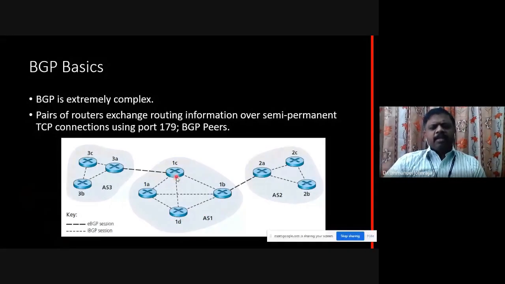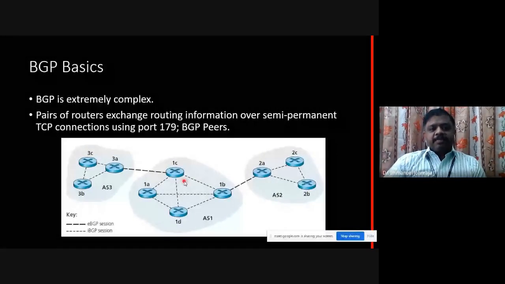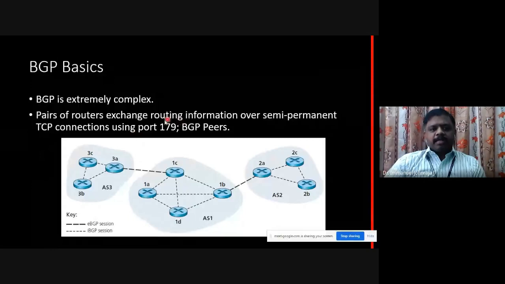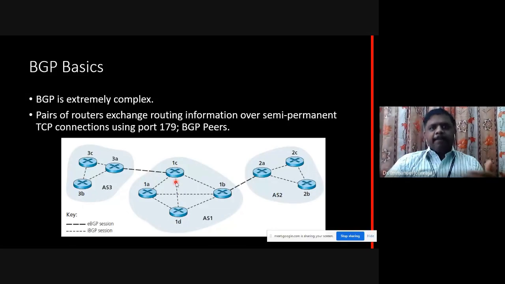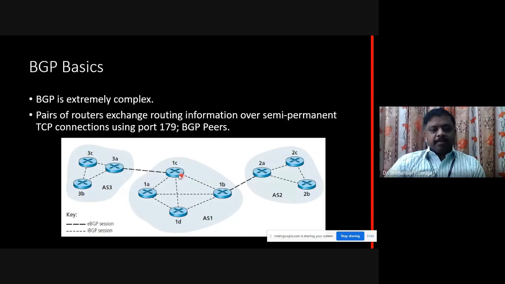But on the other hand, you have BGP using TCP, Transmission Control Protocol, on port number 179. Once these BGP neighbors are able to establish a BGP connection, a TCP connection, they are called BGP peers. So once they have completed their TCP handshaking for BGP communication, they are called BGP peers.